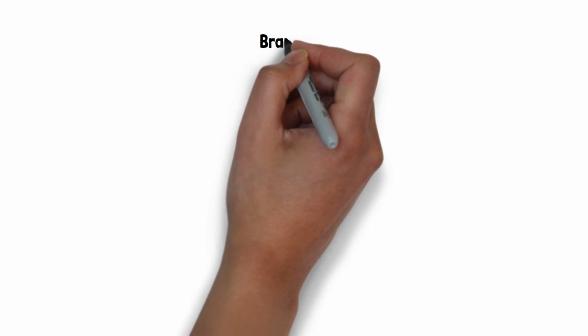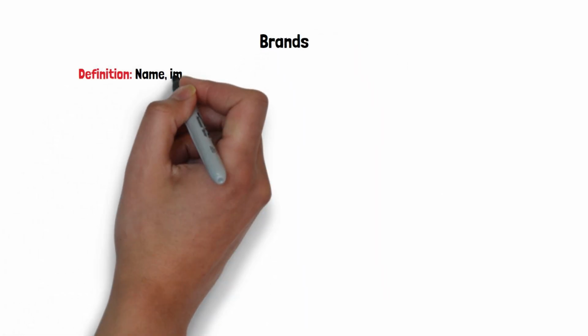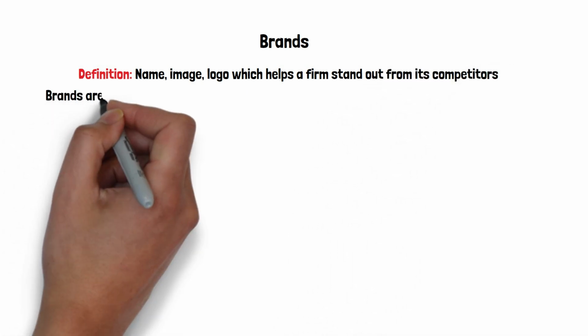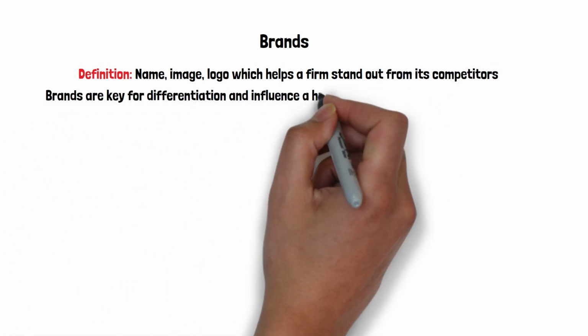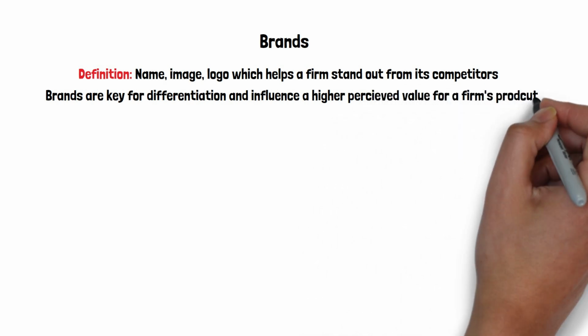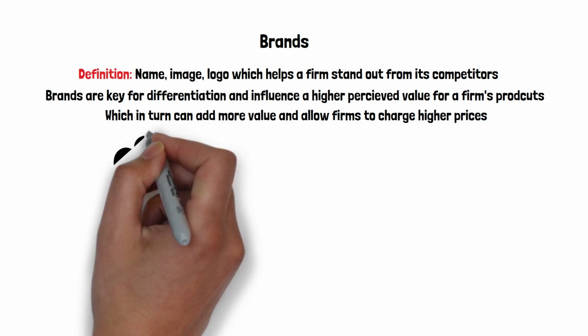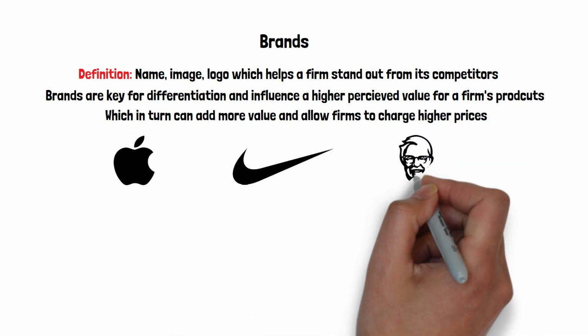Now we have covered that, we can move on to brands. Now what is a brand? A brand is a name, image, or logo which helps a firm stand out from its competitors. They are key for differentiation and influence a higher perceived value for a firm's products, which in turn can add more value and allow firms to charge higher prices. Examples of strong brands are Apple, Nike, and KFC.